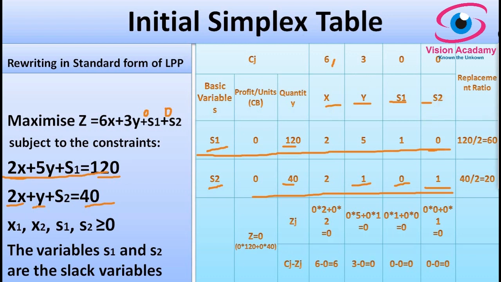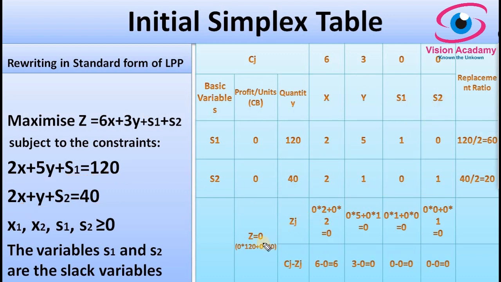Once you insert all this information, we can calculate the z value, zj values, and cj minus zj values. So let us calculate the z value. The z value can be calculated this way. You have seen the formula for that: 0 into 120 plus 0 into 40. Whatever you multiply by 0 will become 0 only, so the z value in this case is 0. And also you will multiply for z1, z2, z3, z4. Since you are going to multiply by 0, all the zj values will also become 0.